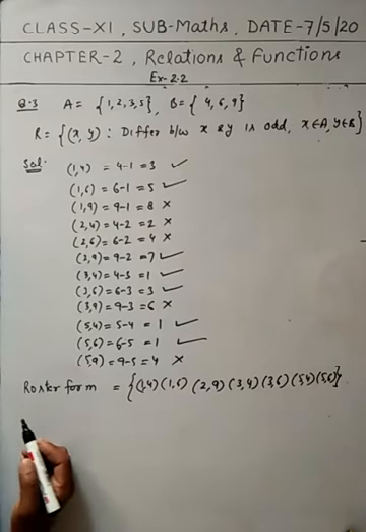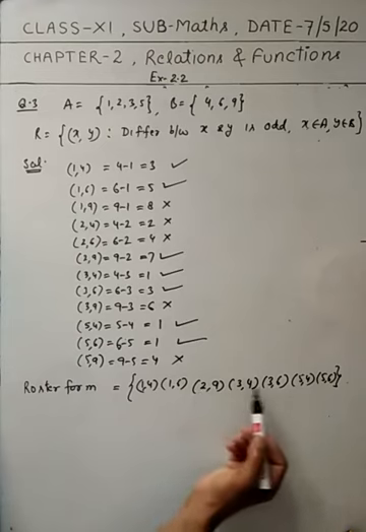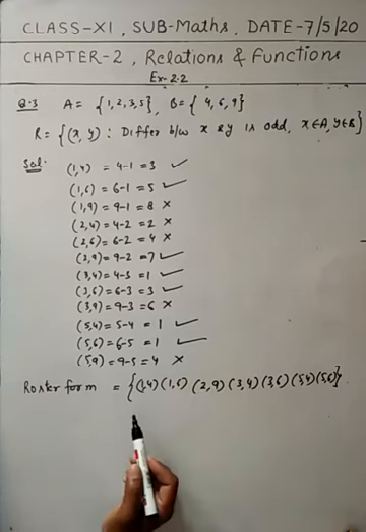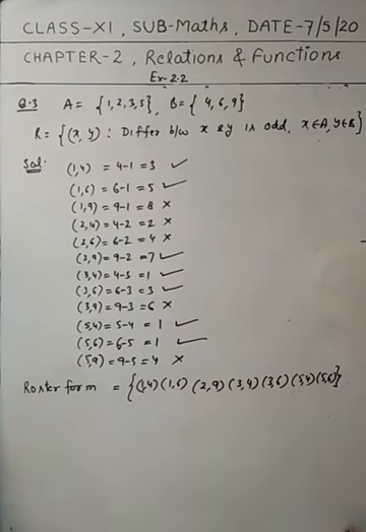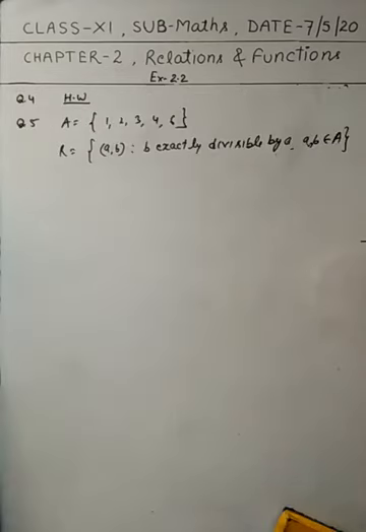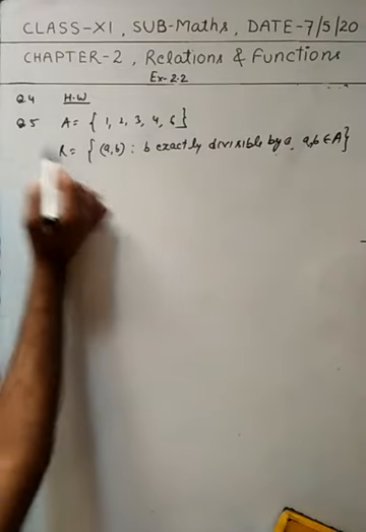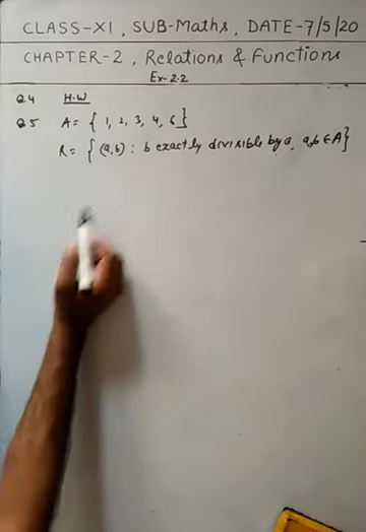If you take the domain, it is 1, 2, 3, 5 and the codomain, the range, is 4, 6, 9, but here we are not asked about the domain and range. In this question you only have to mention the roster form. Now question number 4 is homework for you.